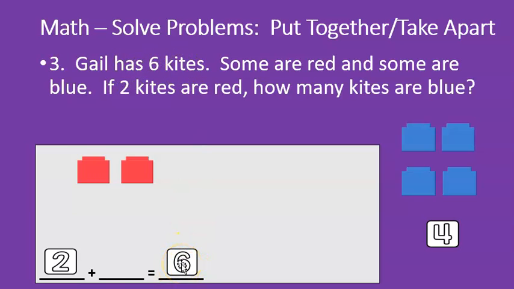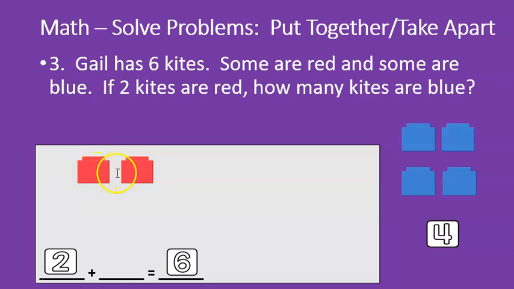6. Now, let's keep reading. Some are red and some are blue, okay? Now, let's keep reading because there's no number in here. It's just telling us that some kites are red and some are blue. Let's keep reading. If 2 kites are red, how many kites are blue? Now look here. Mr. Begay already set up the problem, okay? It tells us right here. If 2 kites are red, look. It told us there's 2 kites that are red.